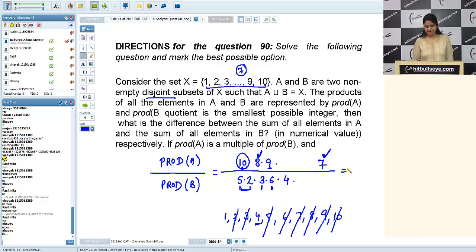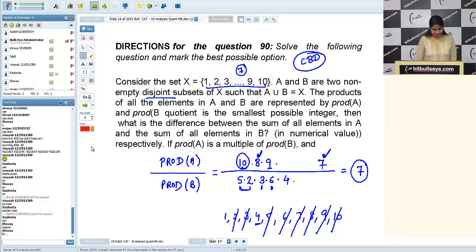1 you can adjust anywhere because multiplication with 1 will give you the same number. It will give you 7. That is the possible smallest quotient. So if you go by hit and trial, you will get numerous answers for this. So I'm changing the answer for this. It should be CBD, cannot be determined.